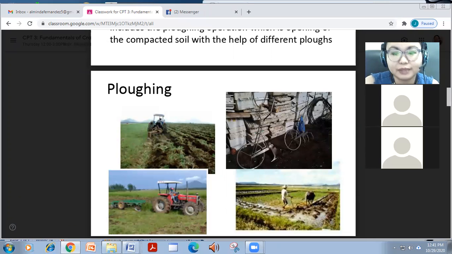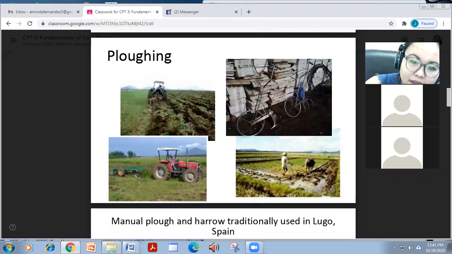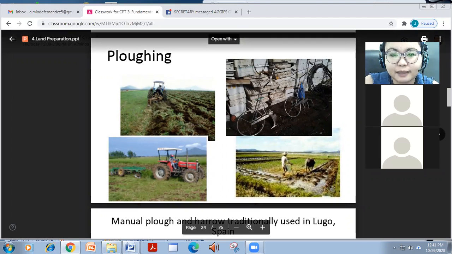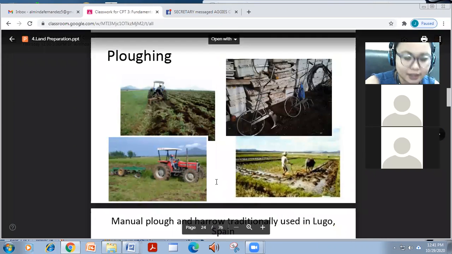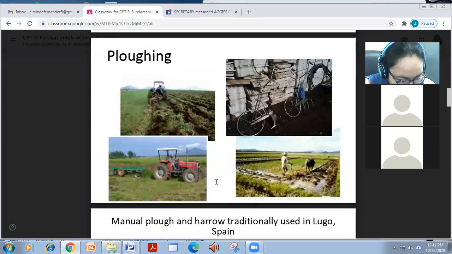Yeah, this is actually manual. I found this when I had my postdoc visit in Spain. This is very unique because we don't have this one here in the Philippines. Although we have, maybe it's a different style. As you can see, you can ride this like a bicycle, but a person just drives this one to plow.